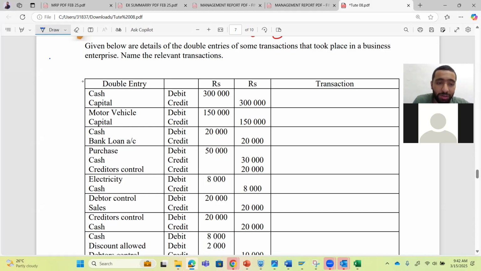Right? Okay. So the first one. Cash is increasing. Capital is also increasing. ඒ කියන්නේ cash increase වුණාම debit. Capital එක වැඩි වුණොත් මොනවද? Credit. What is this? Can someone please tell me, මේකට මොනවද transaction එකක් වෙන්න පුළුවන්? අශිනි, මේකට transaction එකක් මොනවද වෙන්න පුළුවන්?